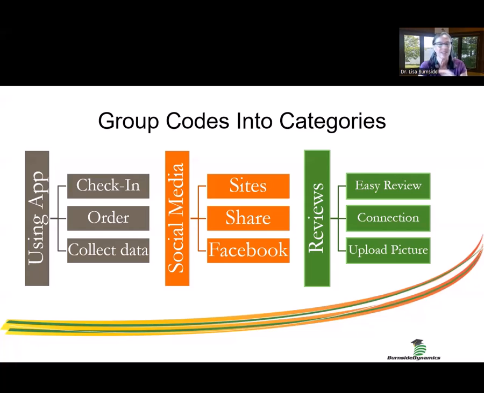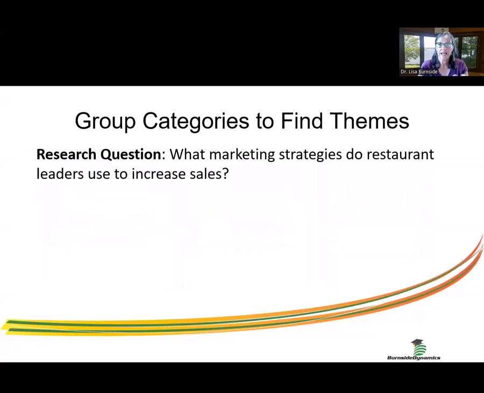Now, you're going to have a lot more categories than just three. The list can go on and on, but you take all those wonderful codes and you group them together, and what makes sense? What does this group of codes kind of represent? And you put them into categories. Then we're going to take those categories and group them even tighter to find our themes.